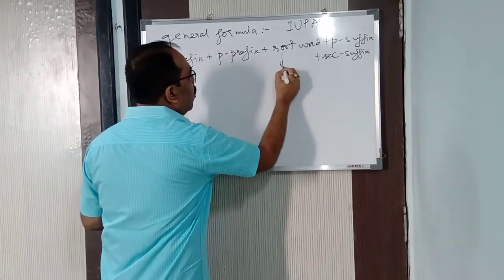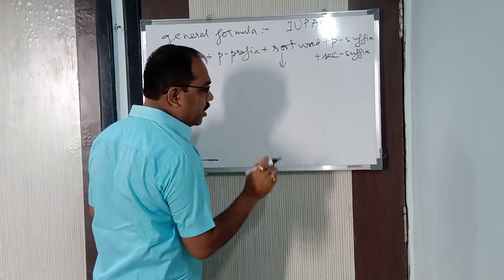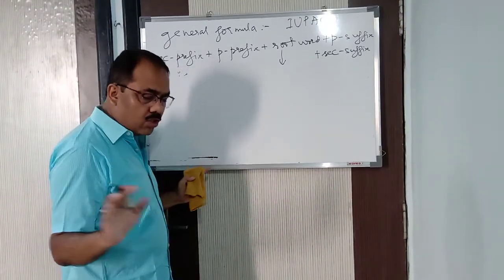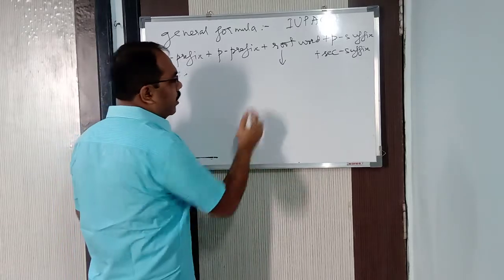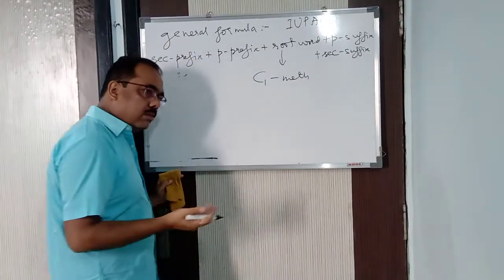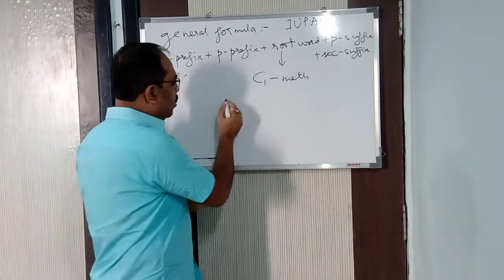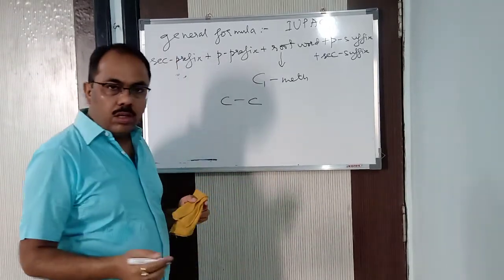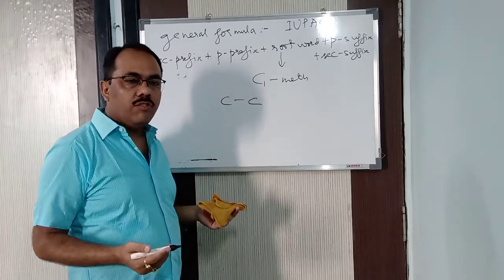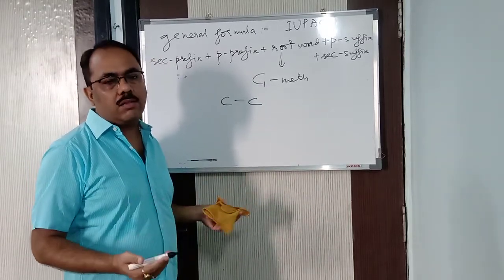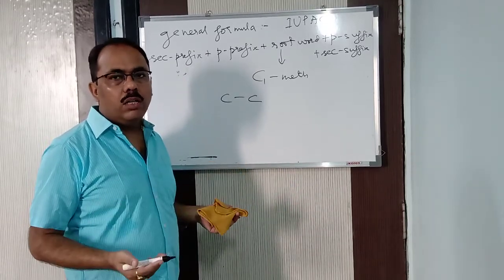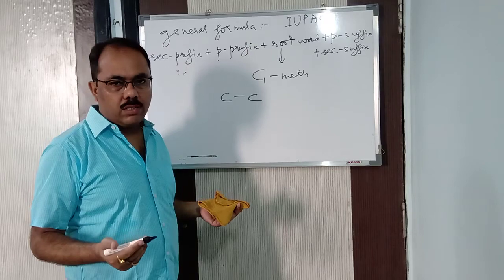Now the root word. The root word, as I said, is nothing but the maximum number of carbon atoms in the main chain, in the primary chain. Suppose you have one carbon atom, then it is known as meth. If 2 carbons in the main chain, it is eth. 3 carbon, prop, 4 carbon, but, 5, pent, 6, hex, 7, hept, 8, oct, 9, non, 10, dec.